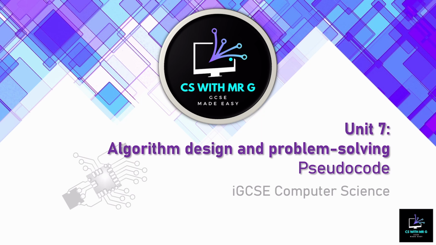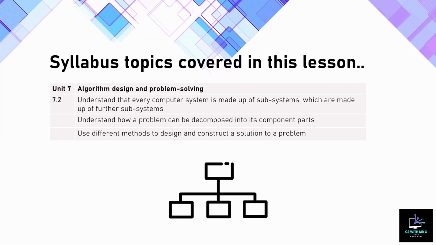Today will be very similar, and we're going to be looking at this term pseudocode, which also visualizes an algorithm, but ties in with exactly what we've been doing so far in Unit 7, which is all about problem solving. So the syllabus topics are the same as the previous two lessons, and it ties in with the methods of designing and constructing a solution to a problem.